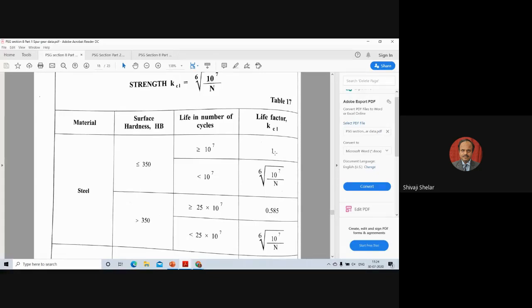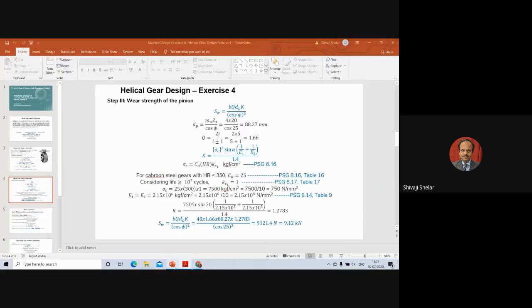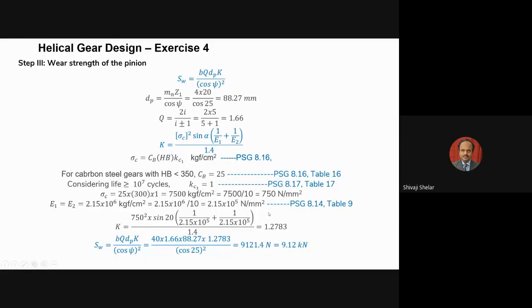So this value will be taken into the presentation again. In the presentation, CB is taken as 25. Considering life greater than 10 raised to 7 cycles, we have taken KC1 equal to 1, which comes from table number 17. These table values are very important, and you have to cite them. If you don't cite these values and just take 25 and 1, you will get marks, but not full marks. Citation is mandatory in the design problem.